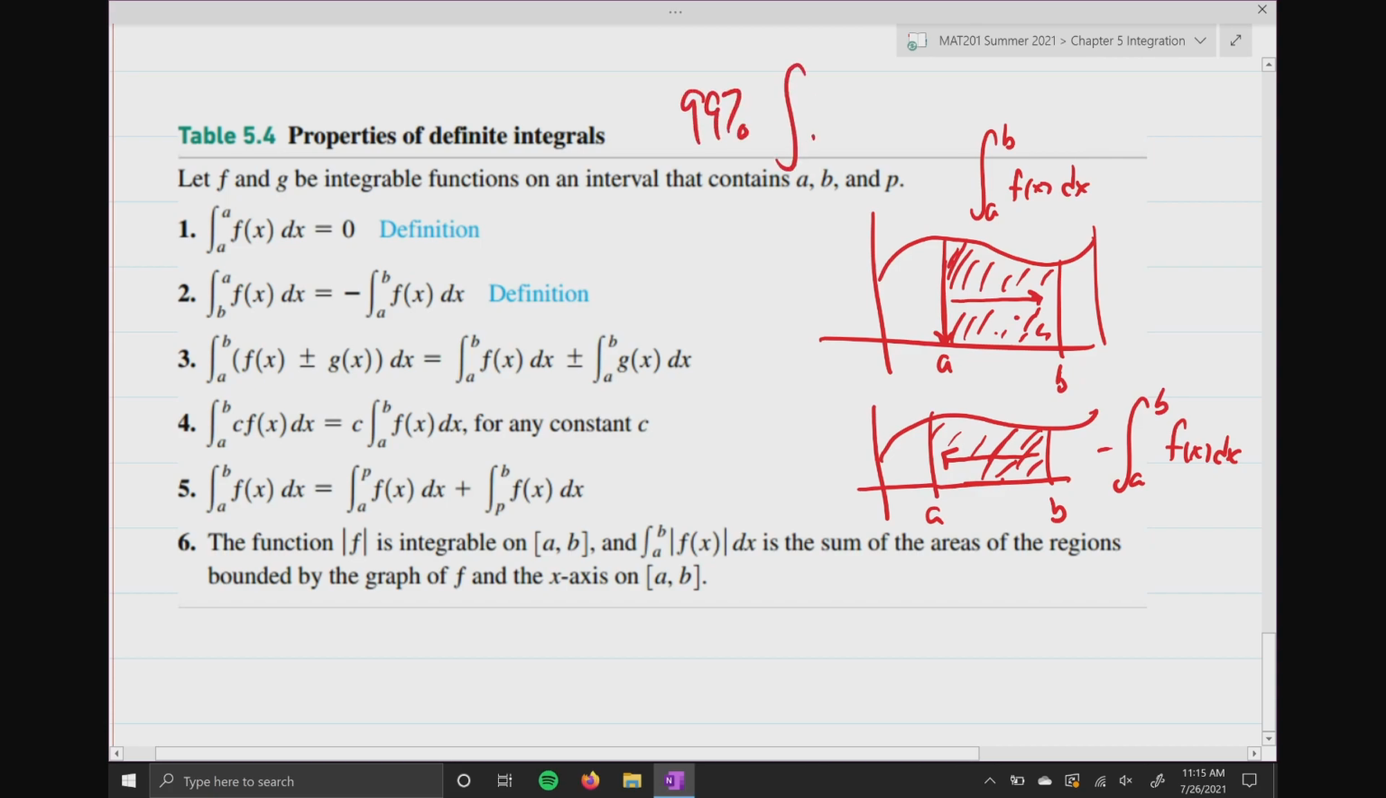99% of the time, you're integrating from A to B of f of x dx. So you're just going to integrate from left to right. It's very rare that you're ever going to do the opposite direction. Although I'm going to do an example that shows you how to do it in the opposite direction. All right.